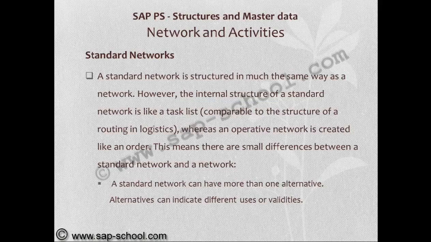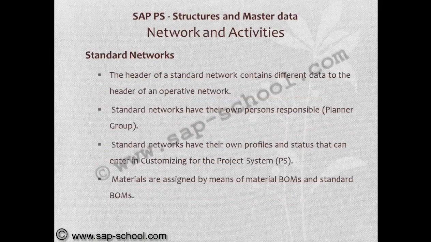A standard network can have more than one alternative. Alternatives can indicate different uses or validities. The header of the standard network contains different data from the header of an operative network. The standard network has its own person responsible. These persons responsible are nothing but planner groups. Standard networks have their own profiles and status that can be entered in customizing for the project system. Materials are assigned by means of material BOMs and standard BOMs.